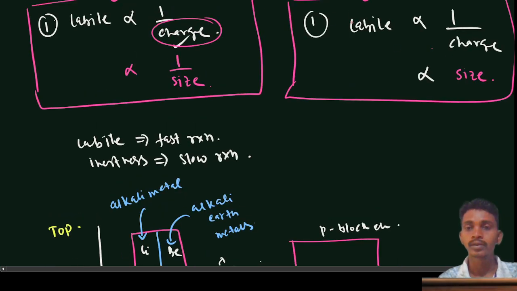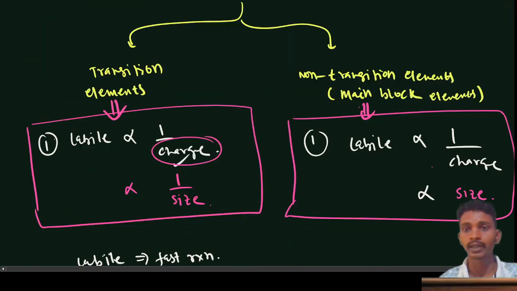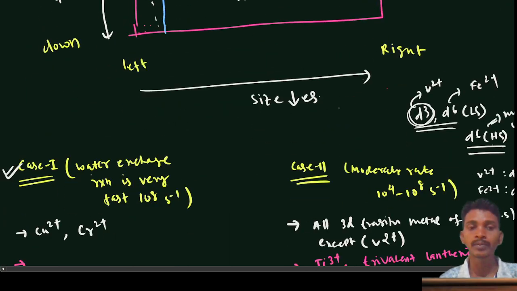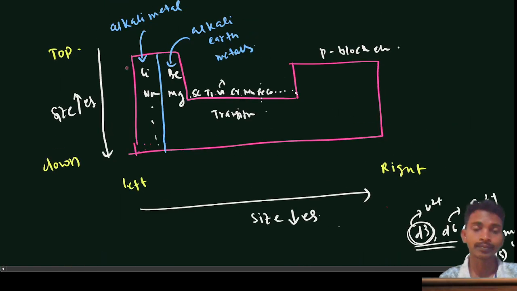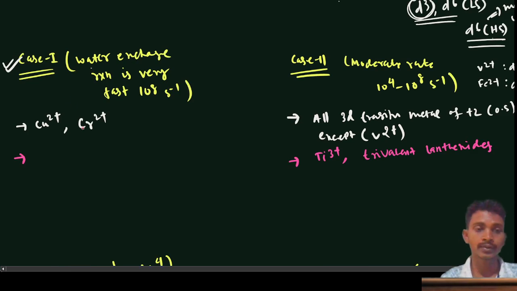And size is favorable for the rate for non-transition metals. That is, here we see that the rate is directly proportional to size. So this high size will have a high rate. It means these groups, alkali metals and alkaline earth metals, will fall in the first category. Okay, so here I will write all alkali metals.